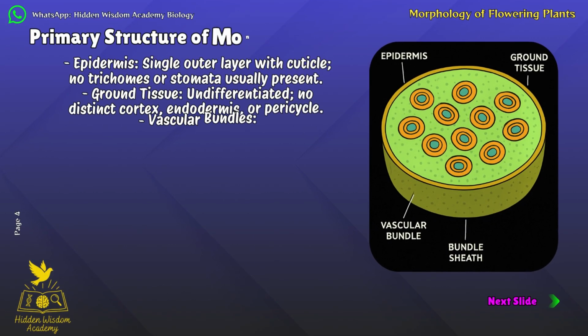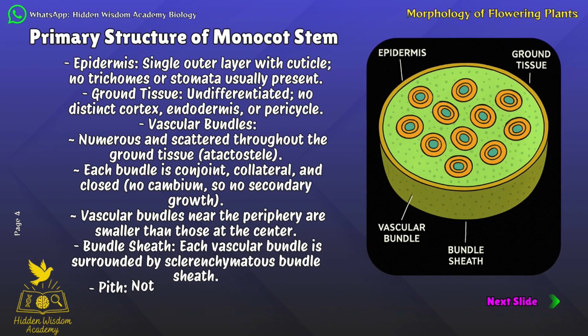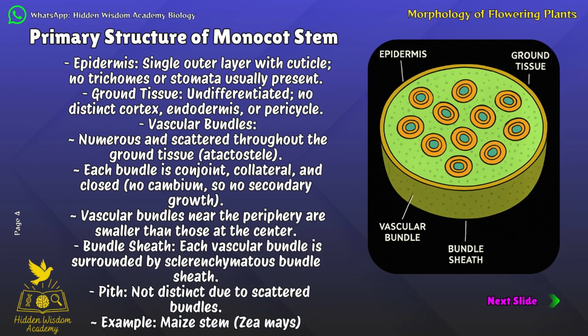Now, let's talk about primary structure of monocot stem. In the monocot stem, the outermost layer is the epidermis, covered by a thick cuticle for protection. There is no clear cortex, endodermis, or pericycle. Instead, there is a uniform ground tissue made of parenchyma cells. The vascular bundles are many and scattered throughout the ground tissue. This arrangement is called a tactostele.